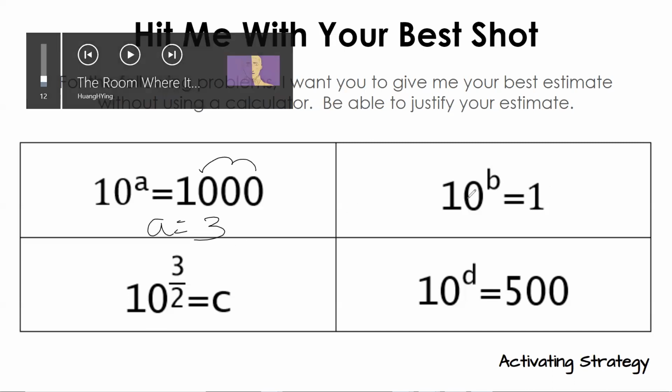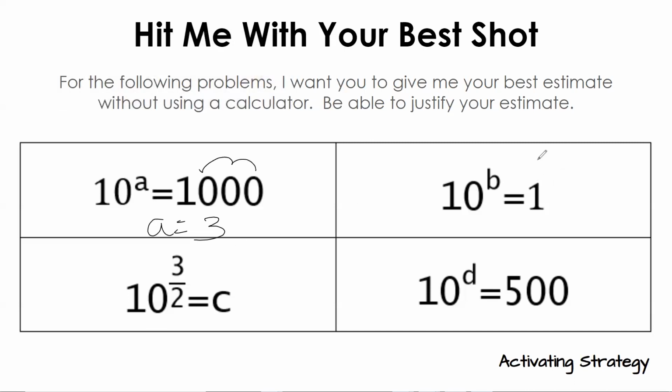All right, what about this one? 10 to what power would give us 1? 0. Okay, this one's a little tricky. People start struggling with this one. 10 to the 3 halves. You remember that whole turn it into a radical? So let's think about that really quick. So take the square root of 10 cubed.